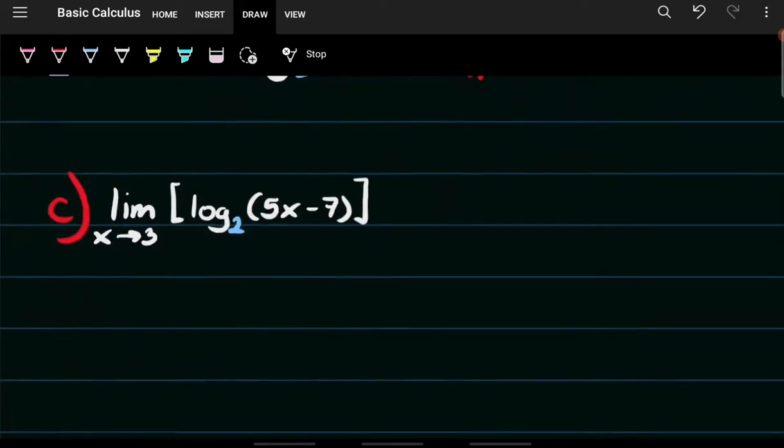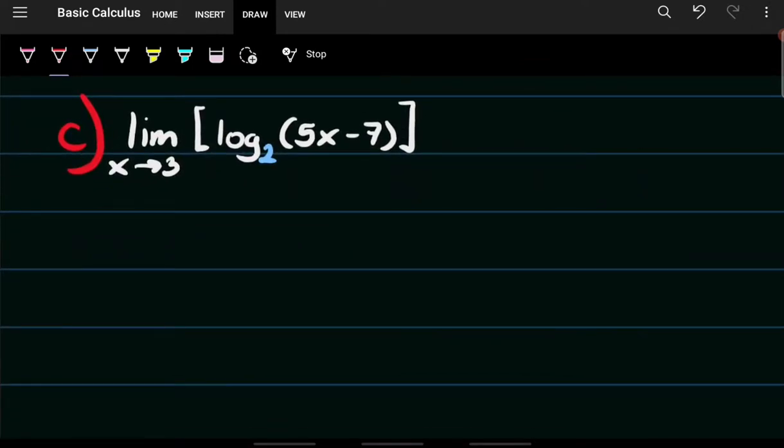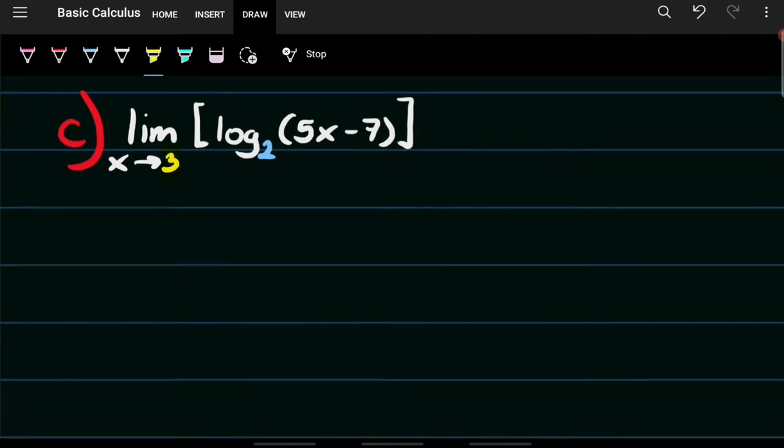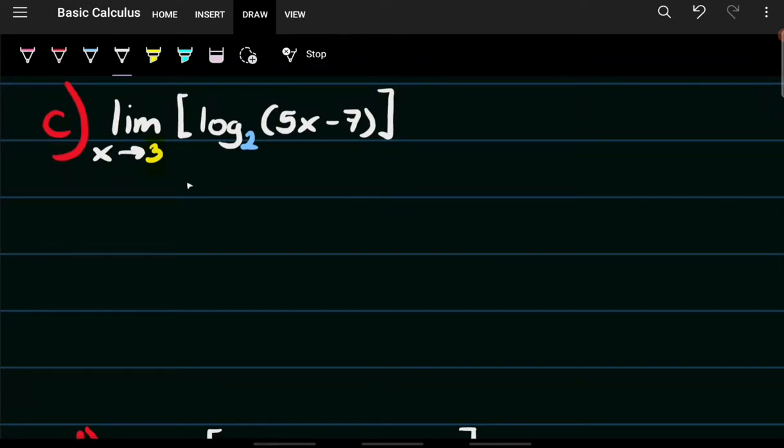Next one. Example letter C. How about the limit of logarithm of 5x minus 7 base 2 as x approaches positive 3? Okay, limit of logarithm of 5x minus 7 base 2 as x approaches positive 3. Alright, so let's double check your solution. Let's apply direct substitution.